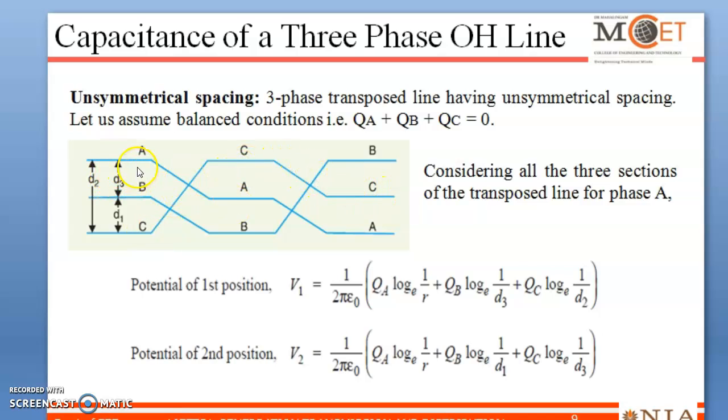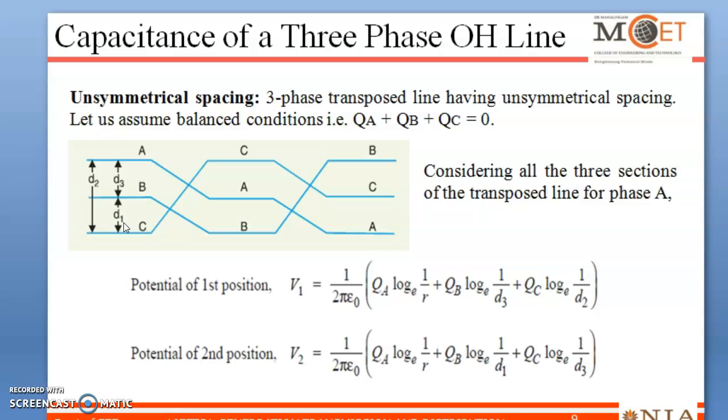The distance of the A to C conductor is D2, A to B is D3, and B to C is D1. So we are going to substitute the distances D1, D2, D3 for the various conductors, that means AB, BC, CA like that. The total value of the charge is going to be 0 in symmetrical and unsymmetrical conditions also.